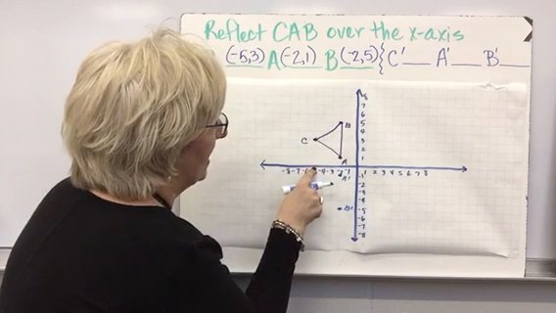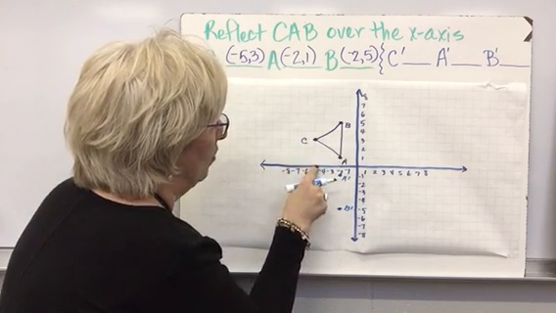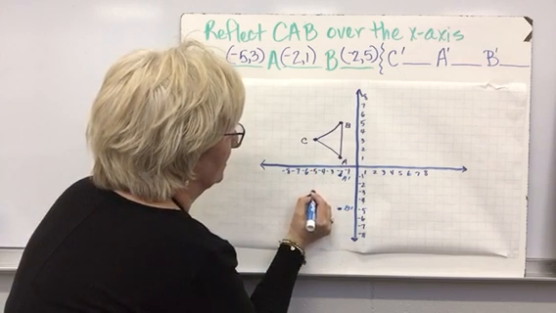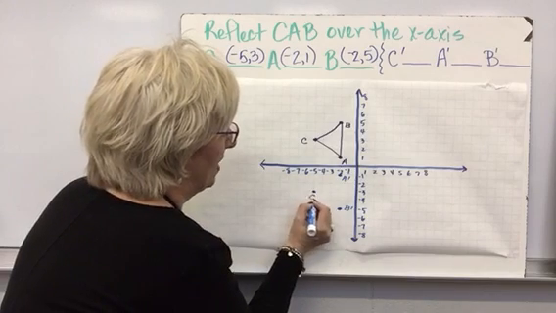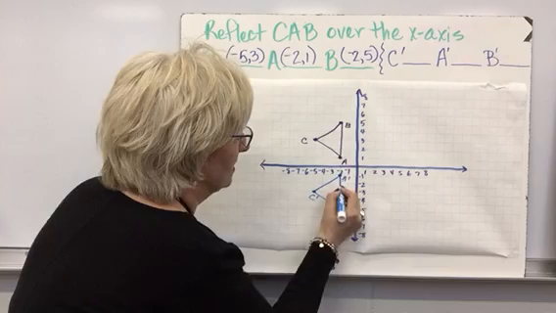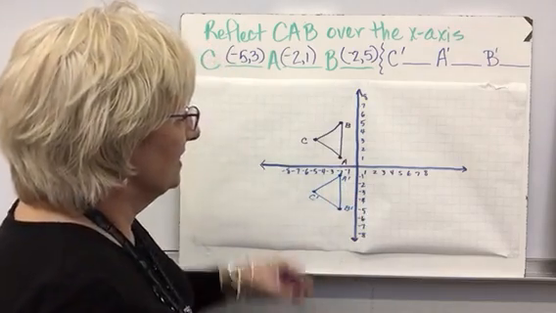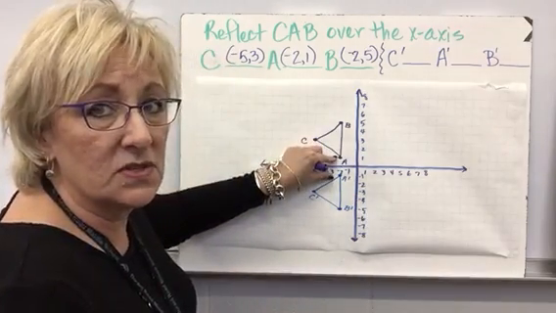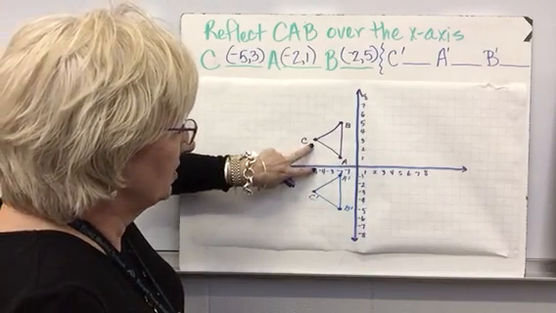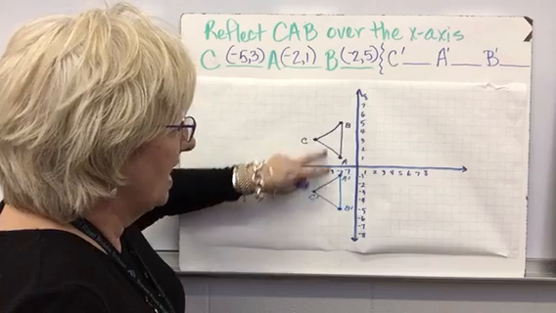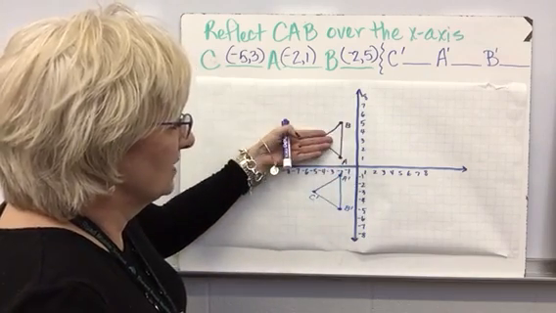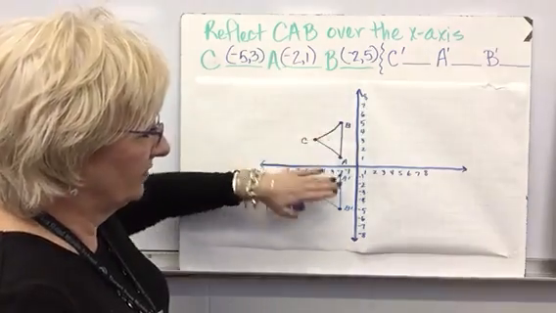And C is exactly 1, 2, 3 away. So I'm going to go down 1, 2, 3 away from the x-axis in the opposite direction. And this is my new C prime. If I draw the lines that connect all of these dots, I can see that the two A's are the closest to the x-axis. The C's are just as far apart from each other. These are 3 apart, this is 3 apart. And the B's are just as far apart from the x-axis. So all I did was take this very triangle and just flip it over.